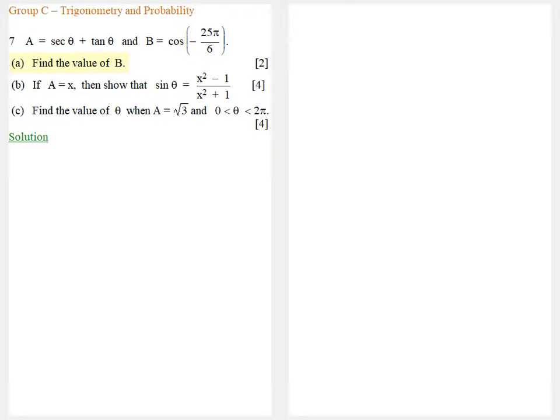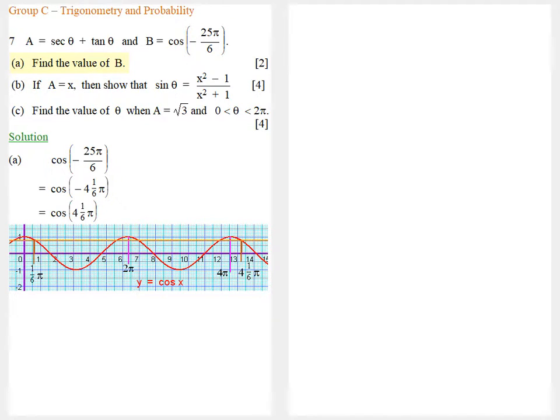Well, to solve part A, we have the cosine of minus 25 pi over 6 can be written as the cosine of minus 4 1/6 pi. But we know that the cosine of minus theta is equal to the cosine of theta for any angle theta. So the cosine of minus 4 1/6 pi is the same as the cosine of plus 4 1/6 pi.